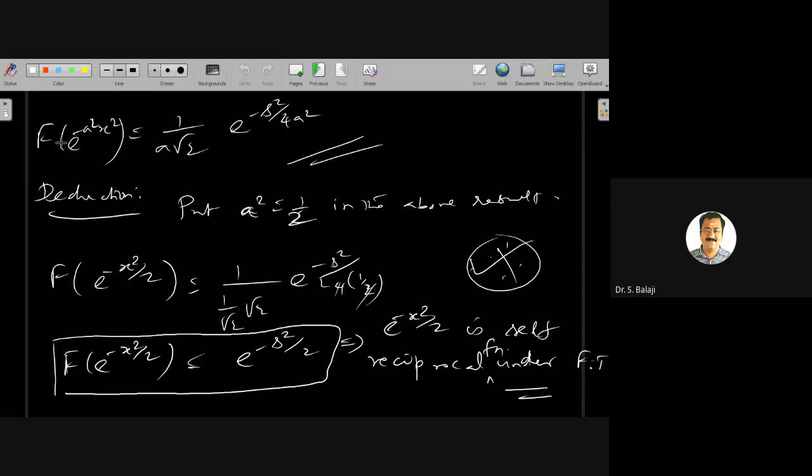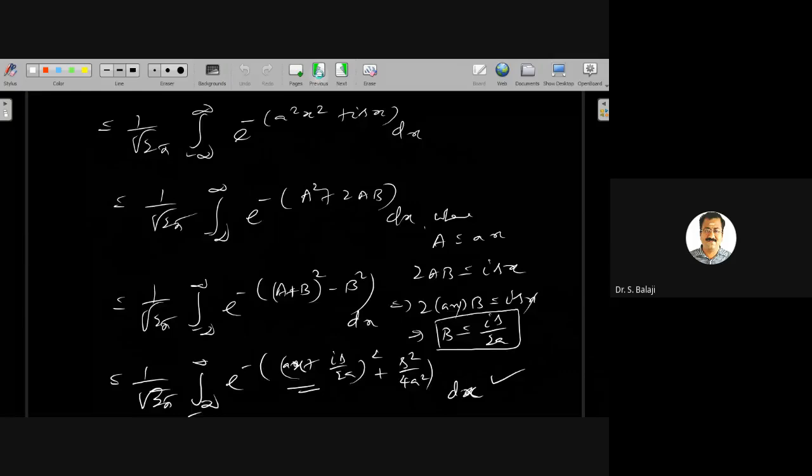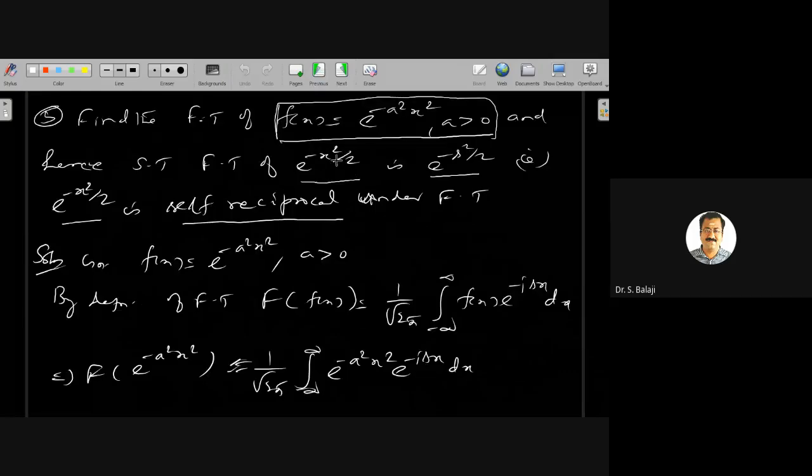This is the Fourier transform of e power minus a square x square: 1 by a root 2, e power minus s square by 4a square. Now, what about the reduction here? The reduction is e power minus x square by 2. See the problem here, e power minus x square by 2.